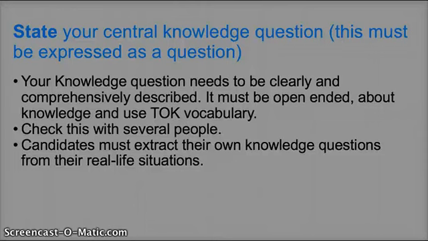So you need to clearly state your question. It must be open-ended, it must be about knowledge, and it must use TOK vocabulary. You need to check it with several people, several teachers preferably as well, and this whole question must be extracted from your real life situation.